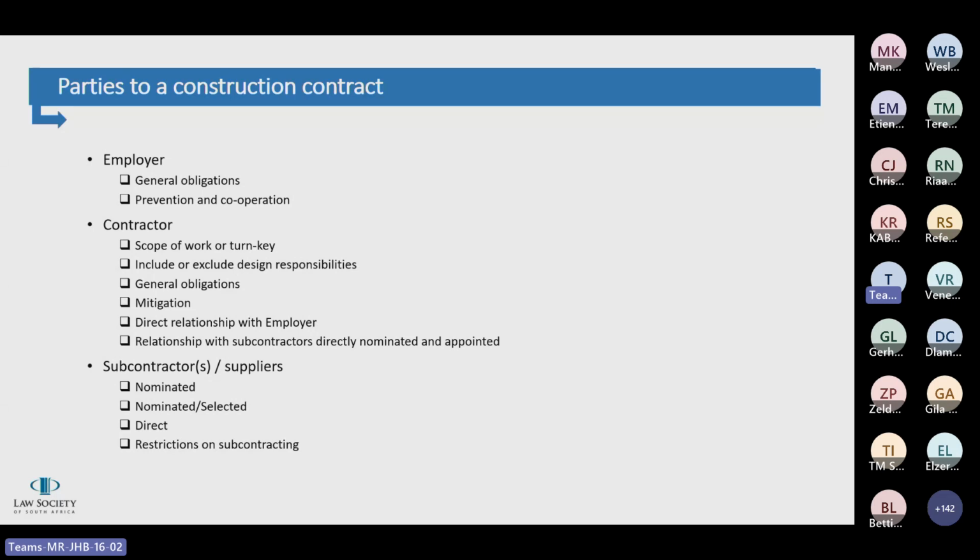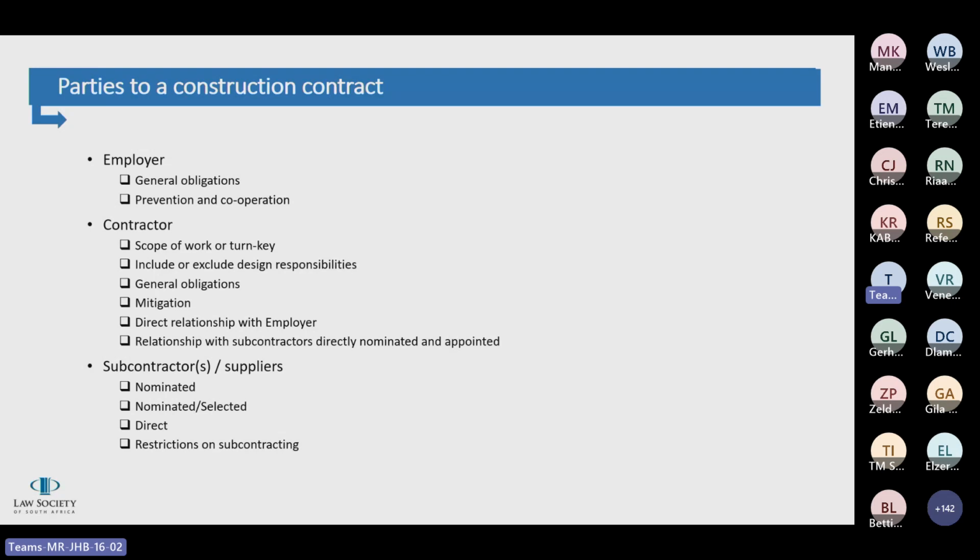Okay. Then the contractor, prevention and cooperation. So the employer is always obliged to ensure that there's no interference with the contractor's performance of the scope of work, and obviously to cooperate with the contractor in order for it to perform and achieve its obligations under the contract. For example, where an employer has more than one contractor on site, it will generally have the obligation to ensure that there's no interference with the contractor's performance of the scope of work.